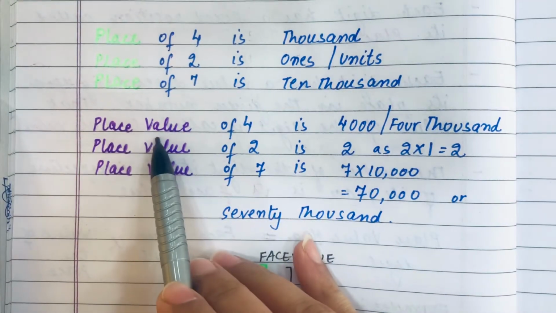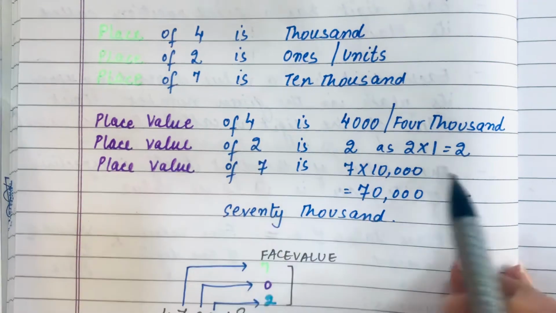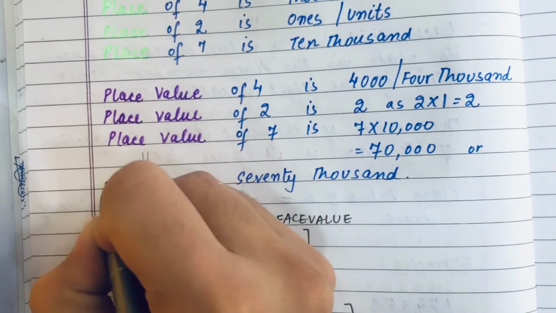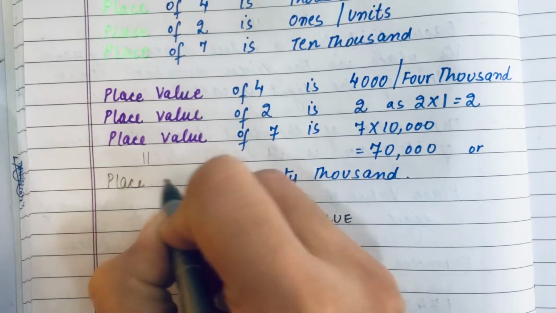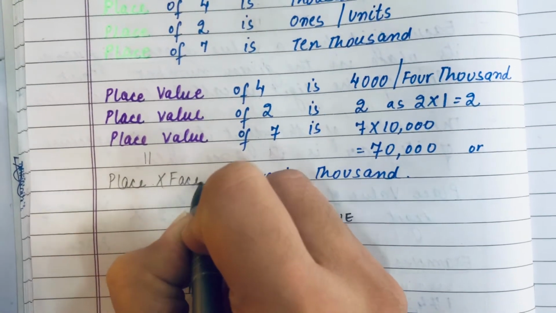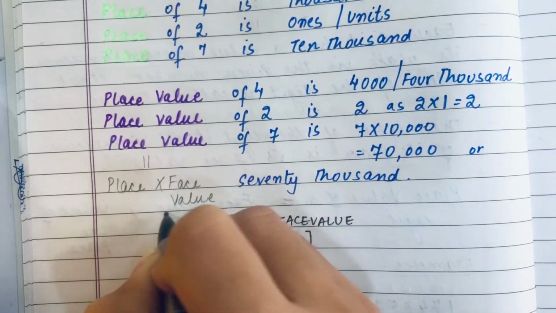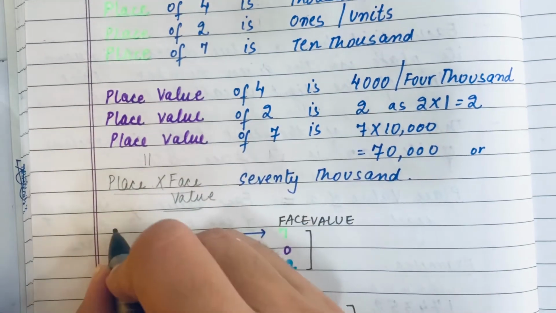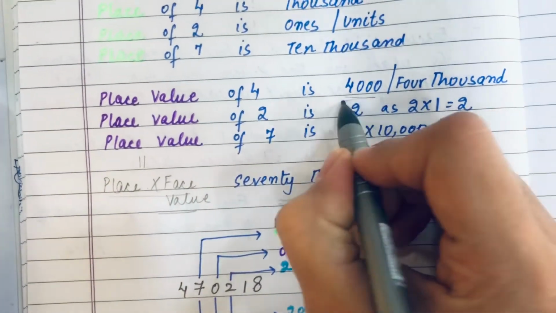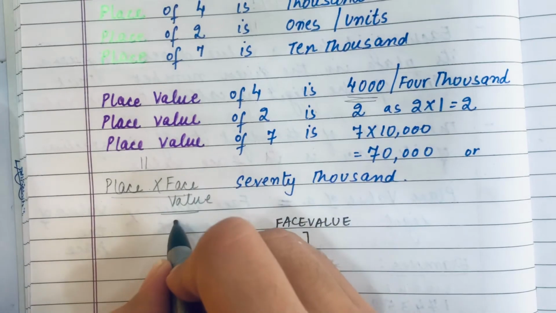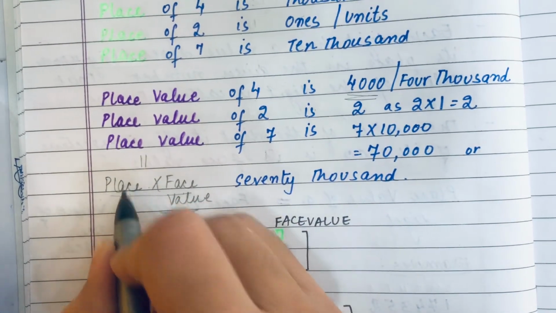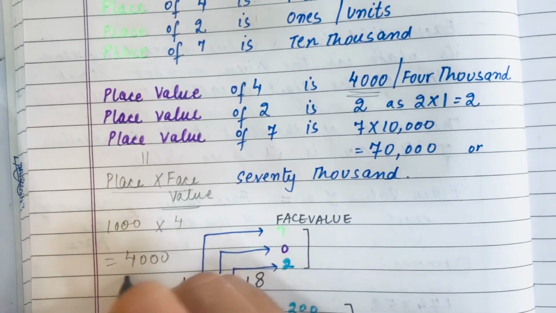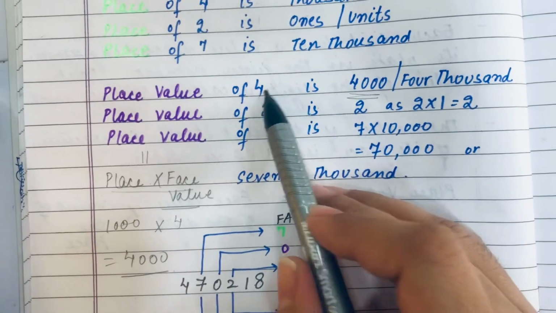Now coming to place value. Place value of 4. We know one thing, the place value is the place of the digit into its face value. Remember this thing. Okay, so the place value of 4 above will be 4000. How does it come? The face value of 4 is 4 and the place was 1000, hence 4000 is the place value of 4.